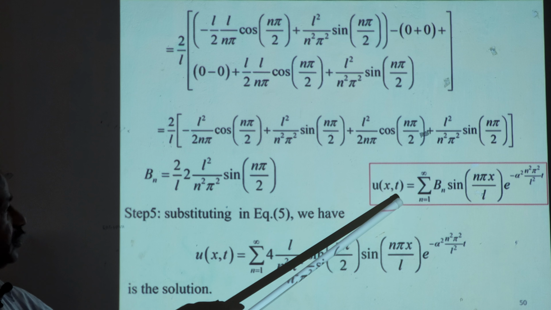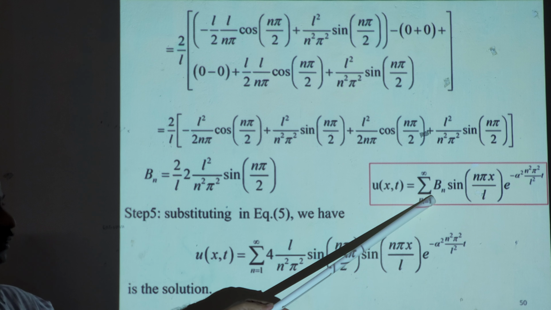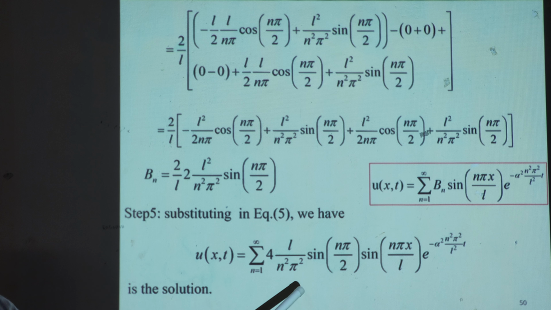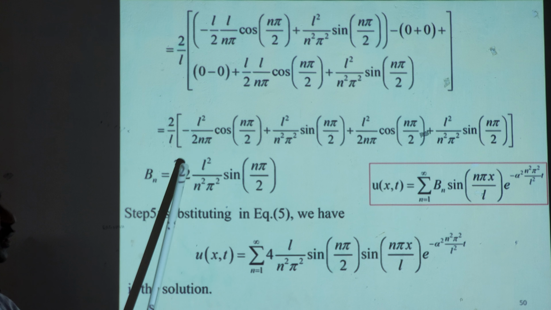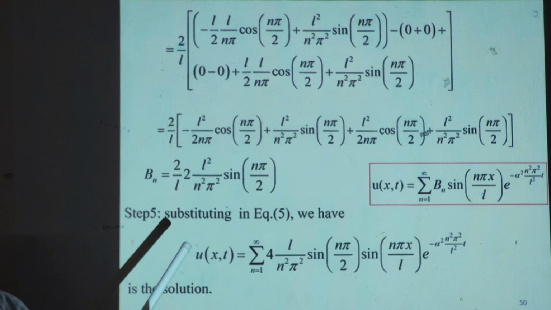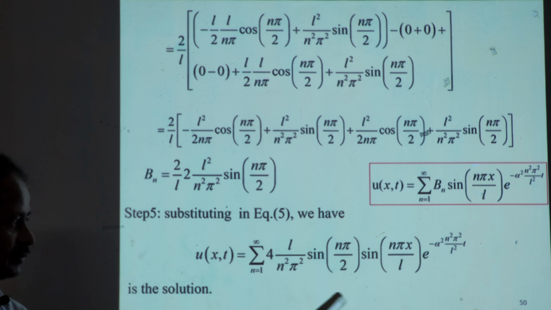So now we know that we have found Bn. Substituting in equation 5 will give us this expression. So this is the solution. Instead of Bn, you substitute here. So this is the complete solution of the heat flow equation for the problem. So V of x comma t equal to this one.